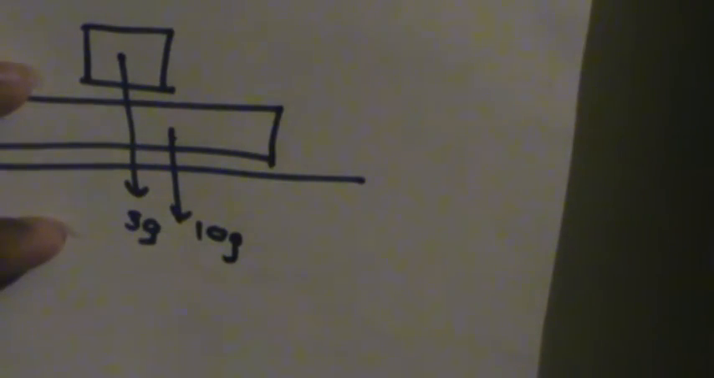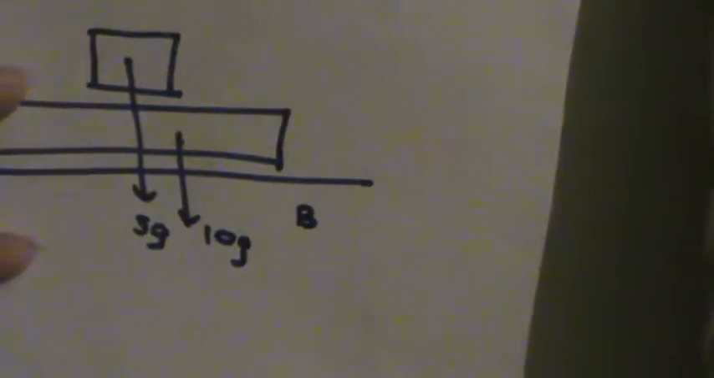So the mass of this object I'll take as 5, so weight will be 5g. It acts directly downwards. Mass of this object is 10 kilograms and its weight will be 10g. That is also acting directly downwards, right? So I'll take this object as A, this object as B, right?